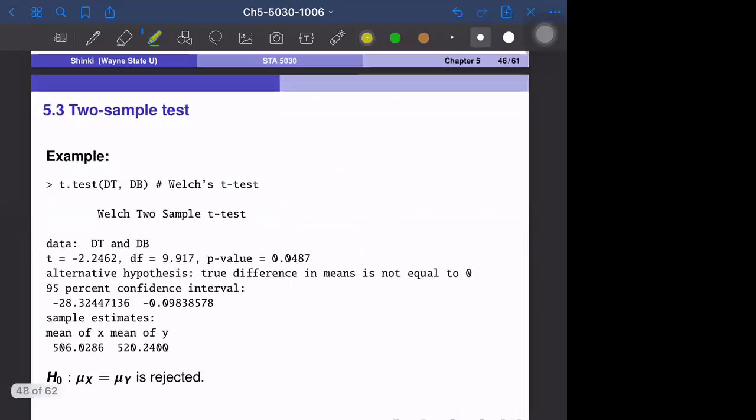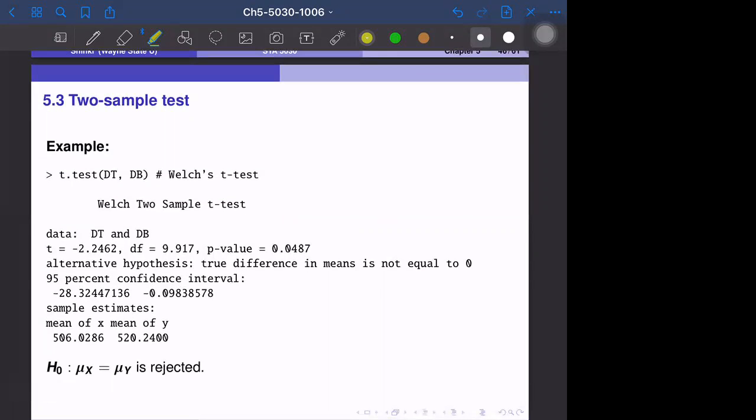So this is an example. Last time we used t.test with the data, and we put var.equal equal to TRUE. If we don't put that, then R implements the Welch's t-test. The t statistic is negative 2.24, and the degrees of freedom is 9.917. This is similar to the previous one, where the df was 10, 7 plus 5 minus 2. So it's really close, because both samples have almost the same variance, which is why the df is almost the same.